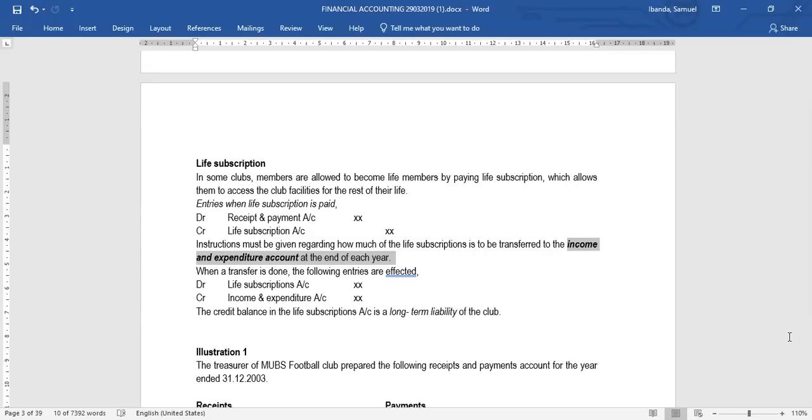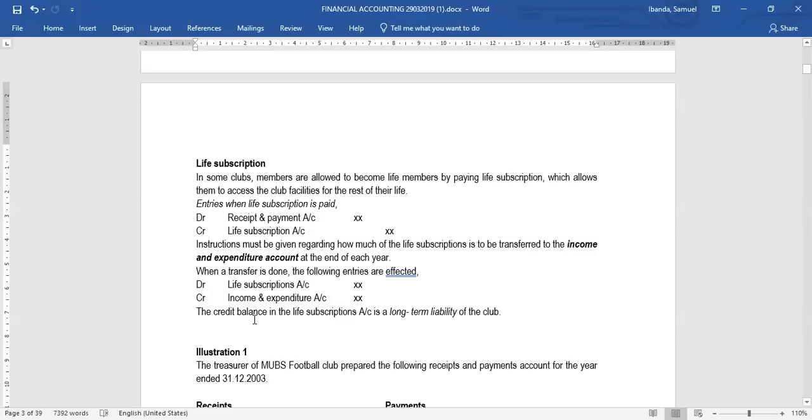So we have 1 million that is recognized every year. When we are recognizing, we debit the life subscription. Remember, when we bring in life subscription, we credit it because it's more of a liability, okay? Now, in this case, the liability is decreasing, so we debit it, and then we recognize the 1 million within our income and expenditure, only what relates to that financial year, okay?